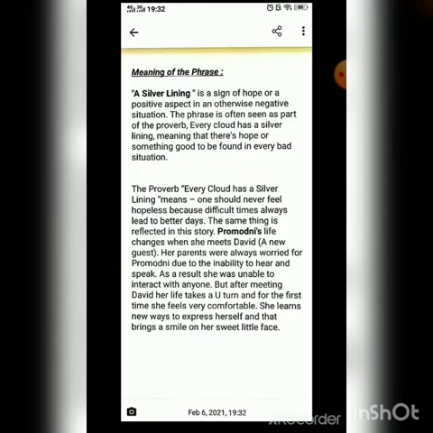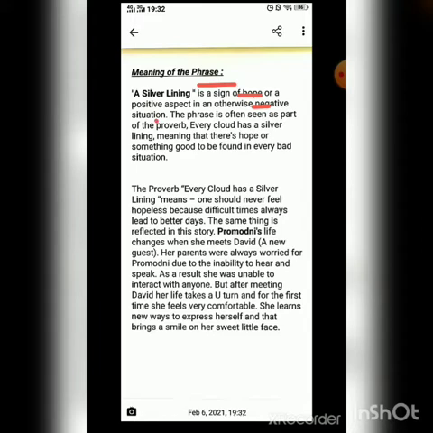All right. So, what is the meaning of the phrase? First of all, we are going to learn about the topic. What is the meaning of the topic or the phrase? This main phrase, a silver lining, has been taken from the proverb "Every cloud has a silver lining." So now let's look at its meaning. What is the meaning written here? A silver lining is a sign of hope or a positive aspect in an otherwise negative situation.